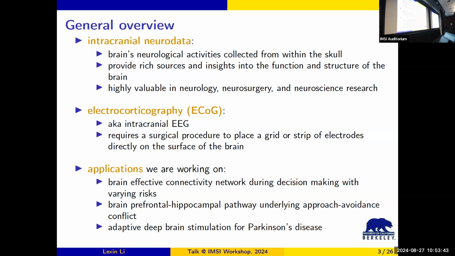Another project we are doing is related to this brain prefrontal hippocampal pathway underlying approach avoidance conflict. And the last one is this adaptive deep brain stimulation for Parkinson's disease. And the first one, we more or less finished the project. The second one is still ongoing. The third one, we just started with a few ideas.